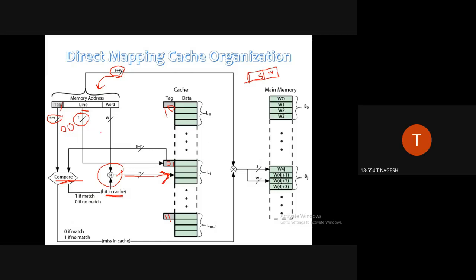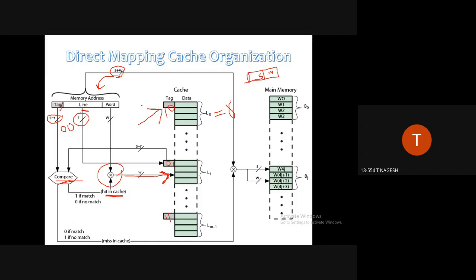But while comparing these tag values, you will not compare with each and every one. The comparison will happen based on the line number here. If this line number is equal to r, that means whatever the required line number we want, only that tag value will be compared. This is a simple process. This is a direct process where you can easily check for the data in the cache memory.